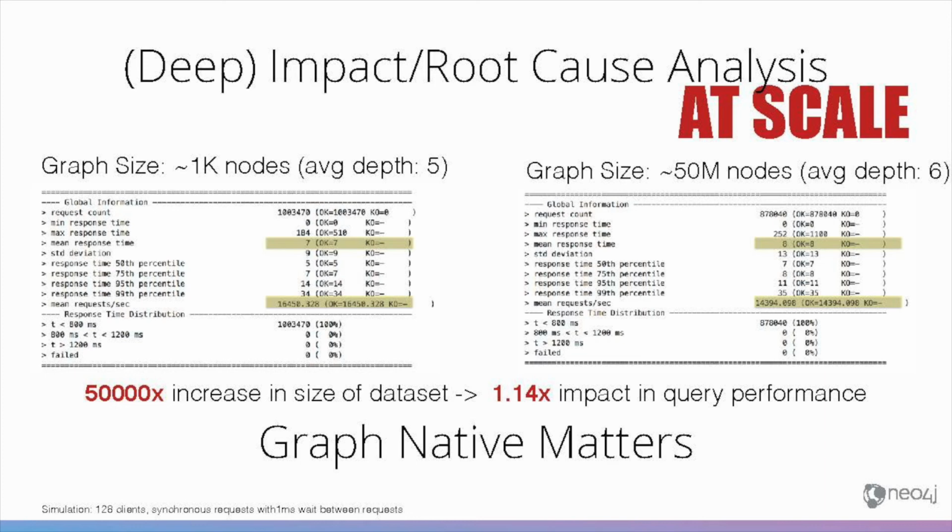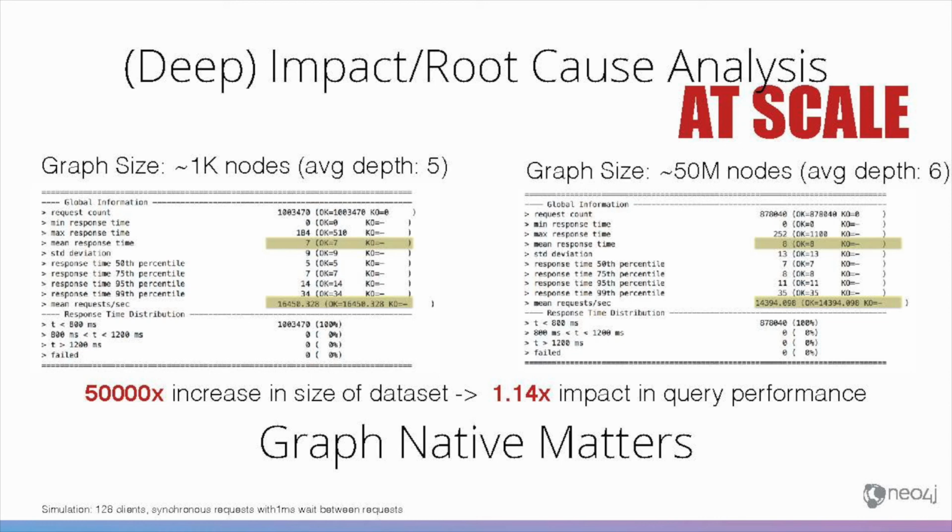you see the numbers here. So approximately 16,000, a bit more than 16,450, requests per second, and the mean response time was 7 milliseconds, so single-digit millisecond processing. That's pretty cool, I would say. But that was on a small graph.